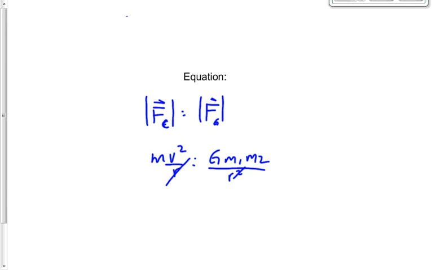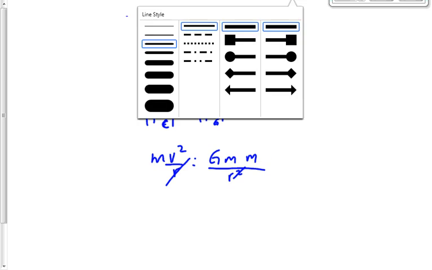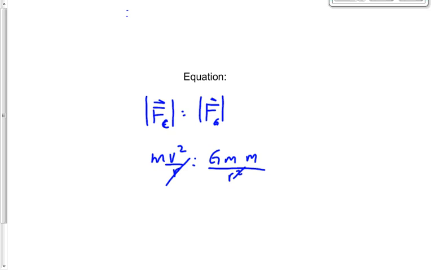M1 would stand for the mass of the producer. We'll say it's the mass of the sun if it's the Earth going around the sun. We'll say it's the mass of the Earth if it's the moon going around the Earth, or if it's a space station going around the Earth. ME, we'll say, is the mass of the experiencer. What mass is it over here on the left side? Producer, experiencer.